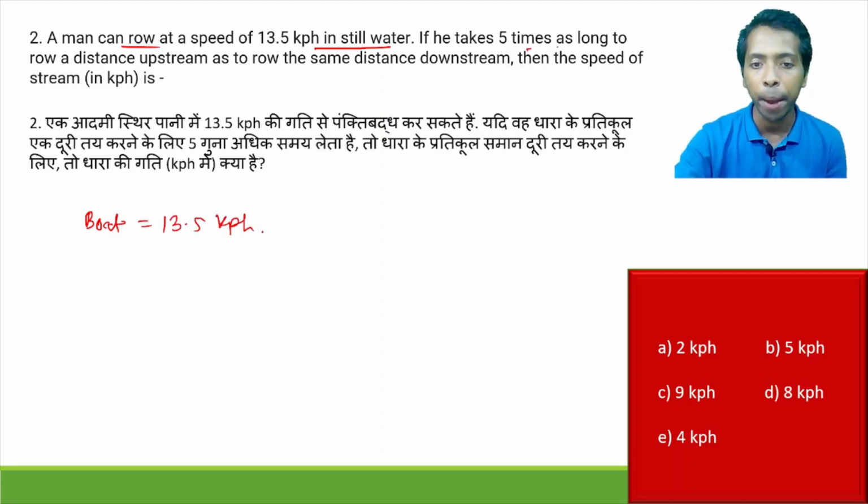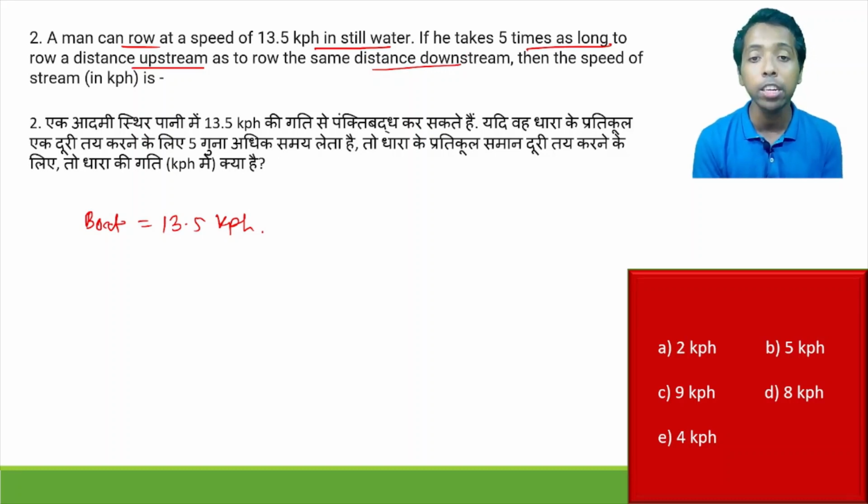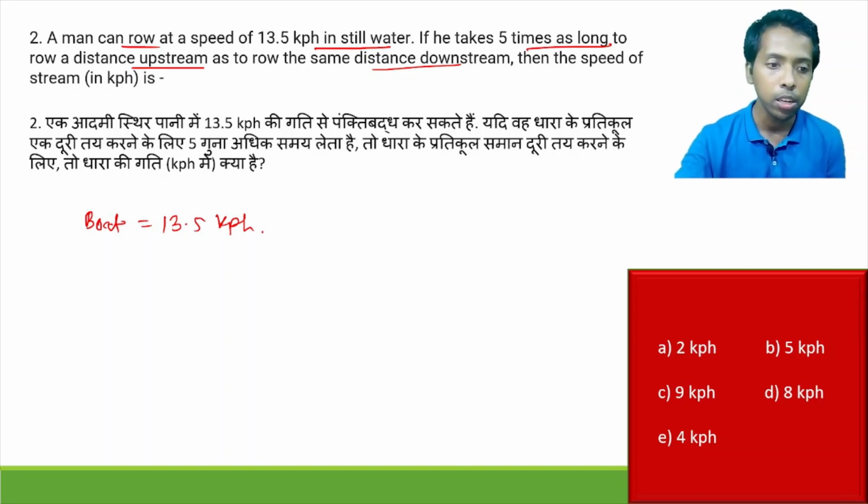And if it takes 5 times as long to row a distance upstream as to row the same distance downstream, whatever the time taken, the ratio is given. That is upstream to downstream, 5:1, in respect of time ratio. So what's the speed ratio? Obviously in the upstream case the speed would be less than the downstream. So this is 1:5, right? Upstream to downstream, the time ratio is 5:1.